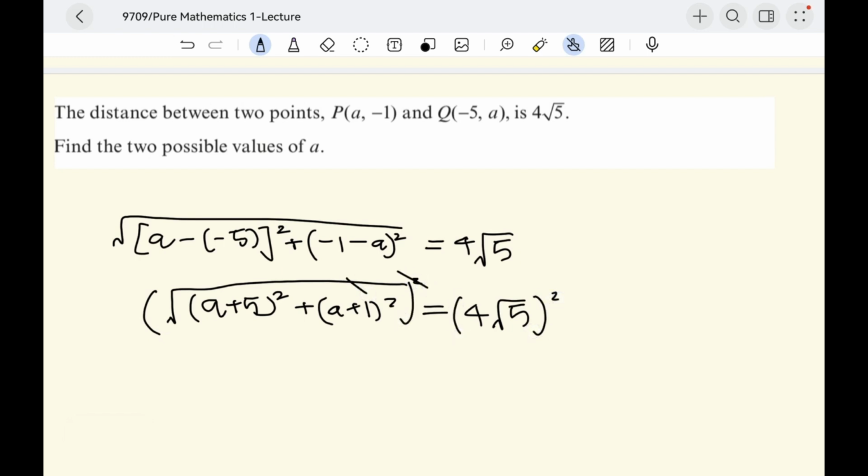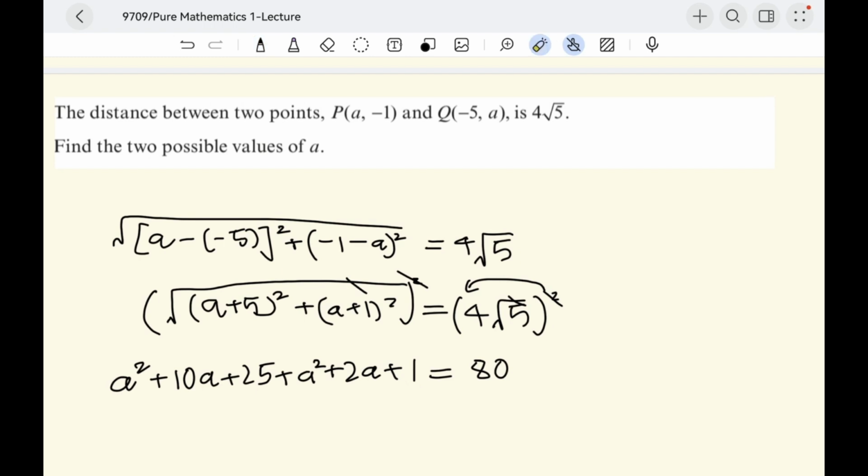Okay, this square you may cancel out, this square you cancel out, but following the indices rule, you need to square the 4 simultaneously. Okay, so what is the square of 4, which is 16? 16 times 5, 80. At the same time, you may expand these two terms. For the first term, you may expand as a squared plus 10a plus 25. Meanwhile, the second is a squared plus 2a plus 1. Okay, so expand and simplify it to get a quadratic function.